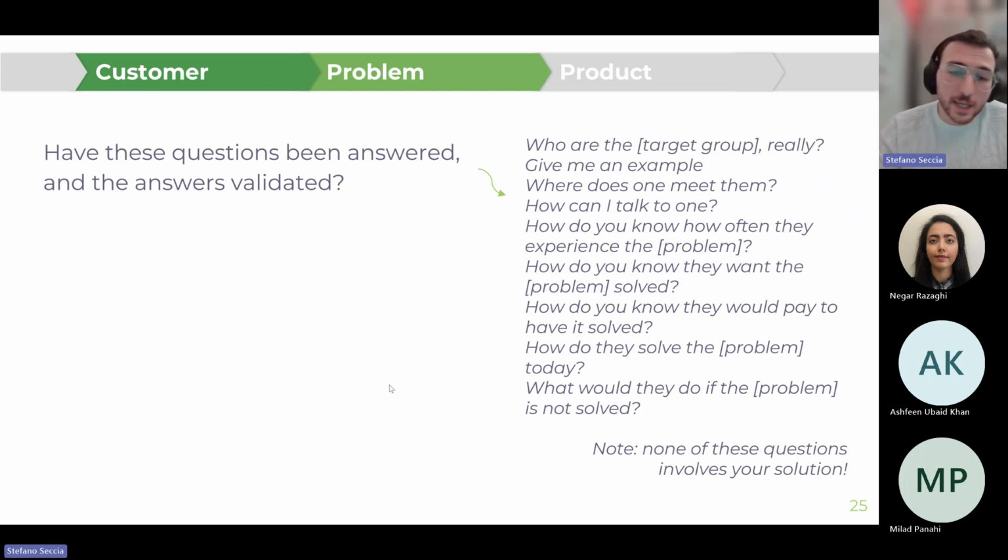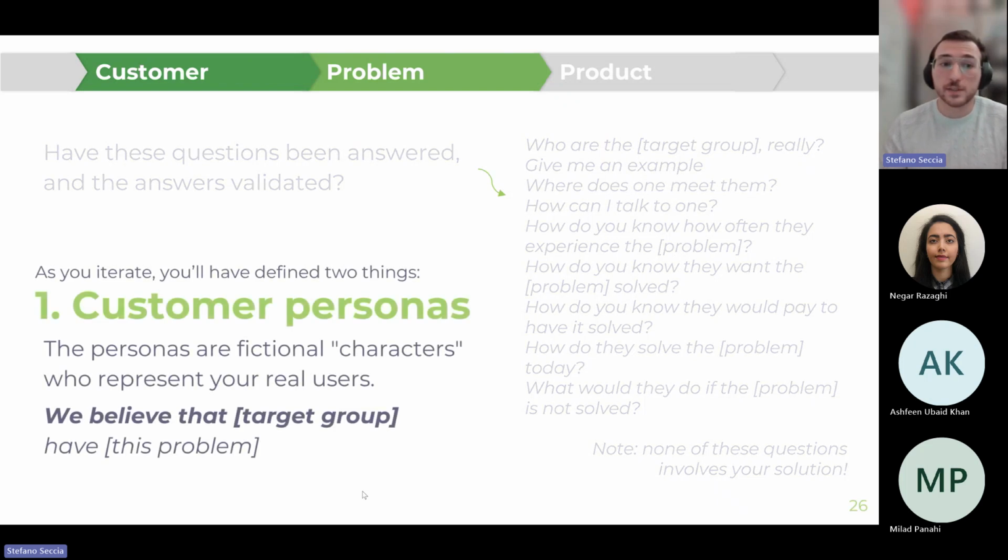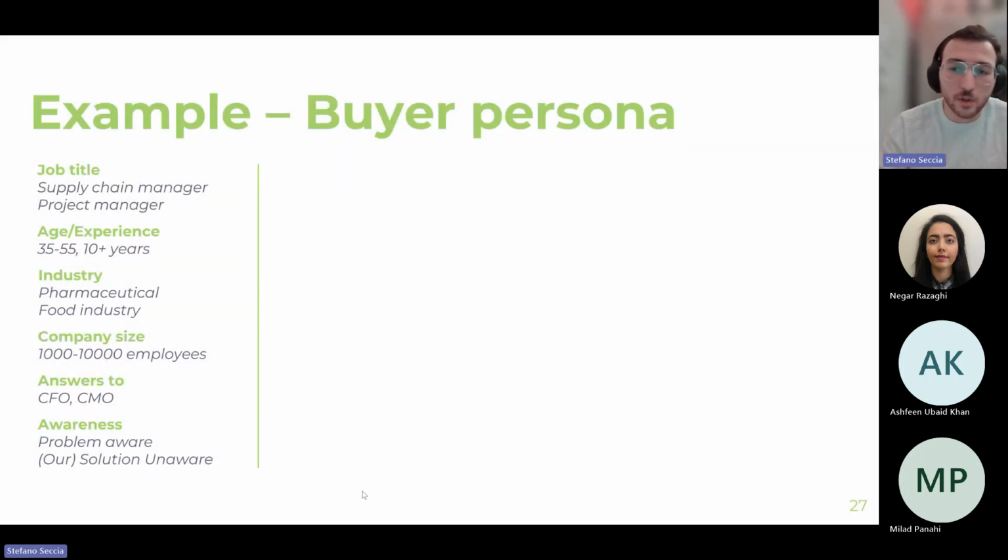And as these are being answered, we will find that we'll have defined two things. The first is customer persona. This is something that Sajid already touched upon. These are fictional characters who represent either your real users, your ideal buyer, or your customer. So the target group. And the data item that we should have very clear is we believe that target group, this person, has this problem. This is an example of a buyer persona. We'll go over it very quickly.